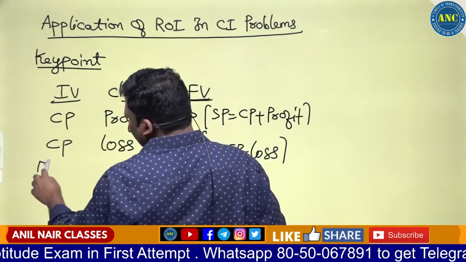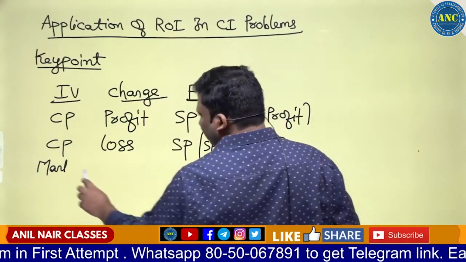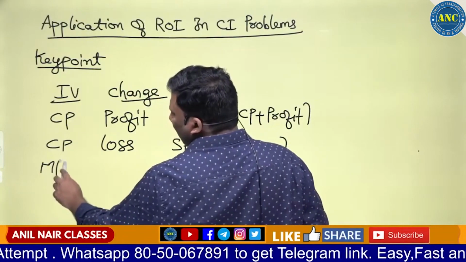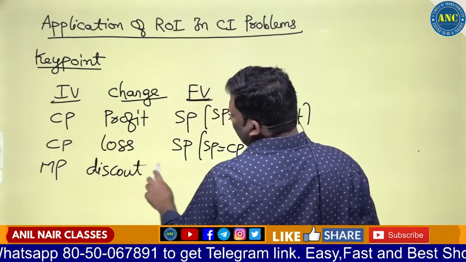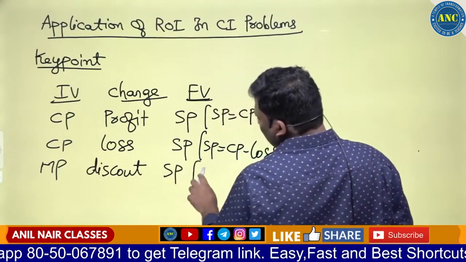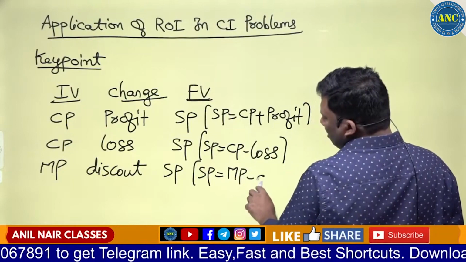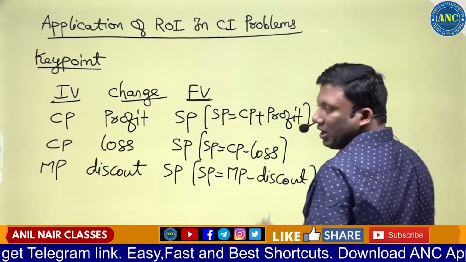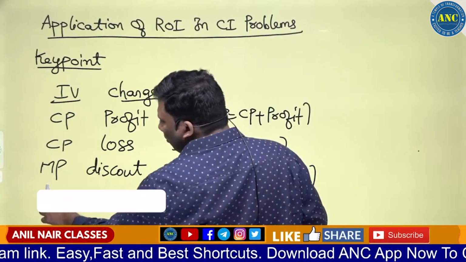How do the initial value, change, and final value behave? If the initial value is the market price on the product, and my friend came, I gave a discount and sold it at a discounted rate, then selling price equals market price minus discount. Another way. Next one. Suppose I went to a shop.